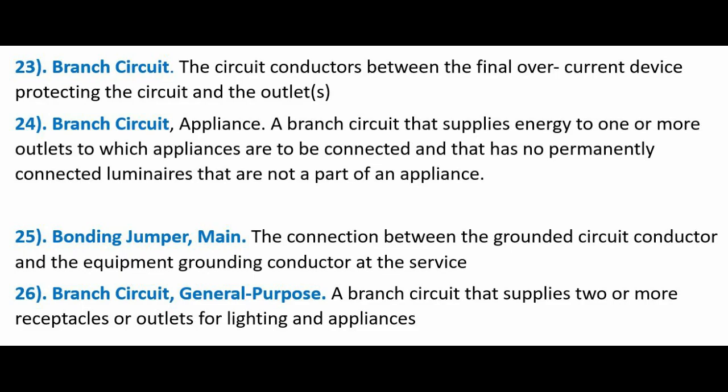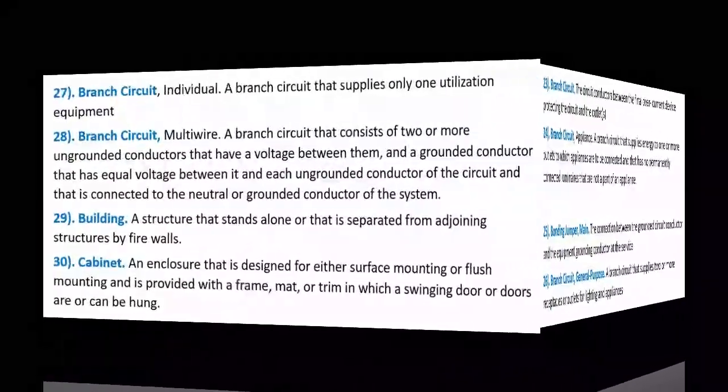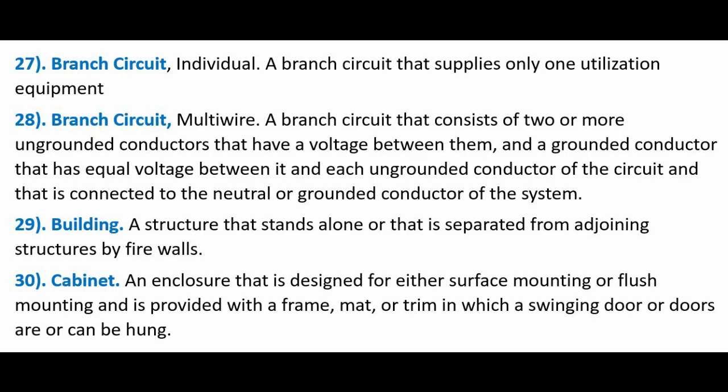25. Bonding jumper, main. The connection between the grounded circuit conductor and the equipment grounding conductor at the service. 26. Branch circuit, general purpose. A branch circuit that supplies two or more receptacles or outlets for lighting and appliances. 27. Branch circuit, individual. A branch circuit that supplies only one utilization equipment.